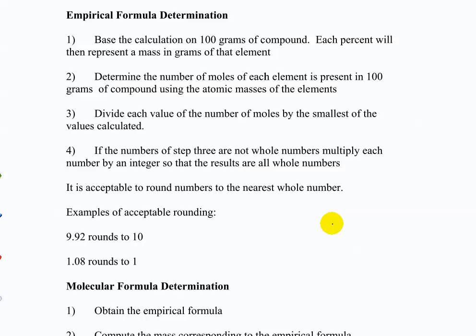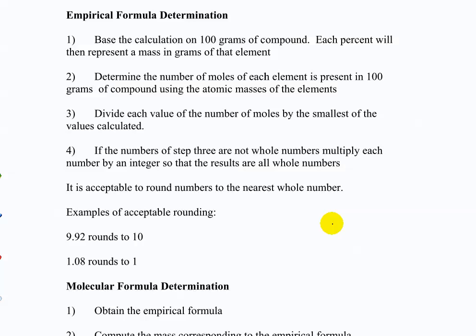So you're going to take 100 grams of compound, and the percent will represent a mass in grams of that element. You figure out the number of moles, divide each value by the number of moles of the smallest one, and then multiply each number by an integer so that they're all whole numbers. That's probably confusing and makes no sense, so that's why we're going to work through an example.